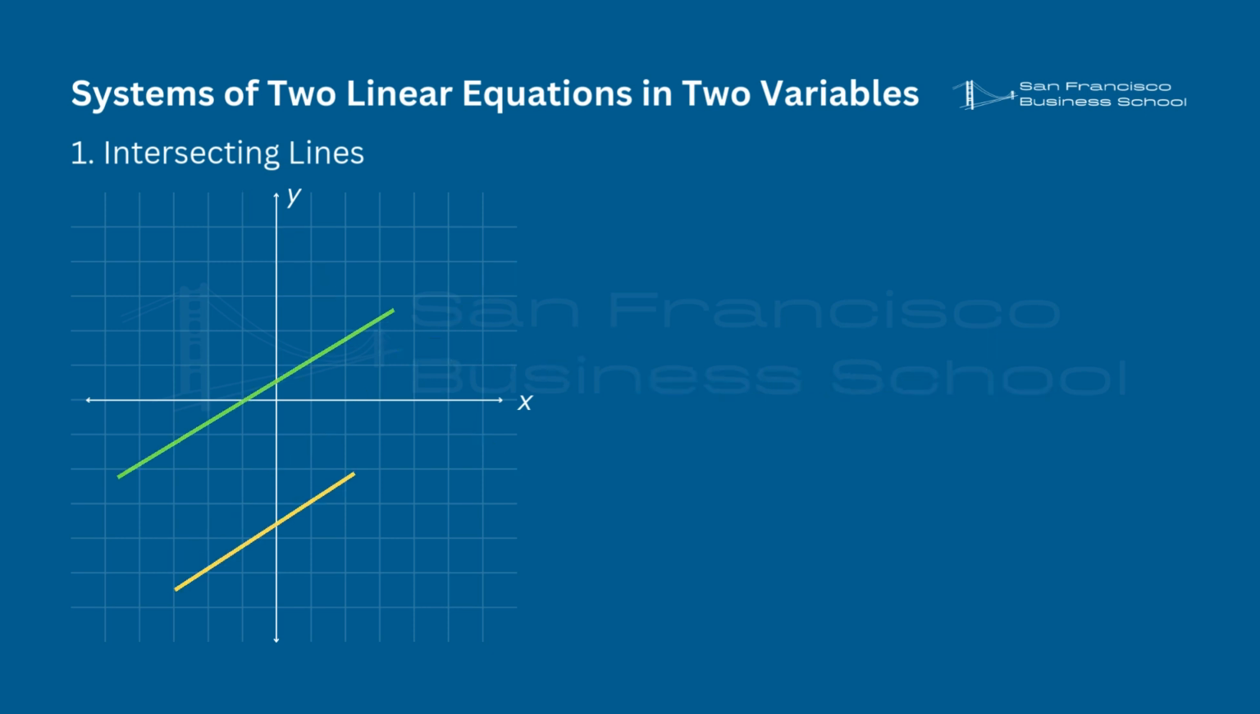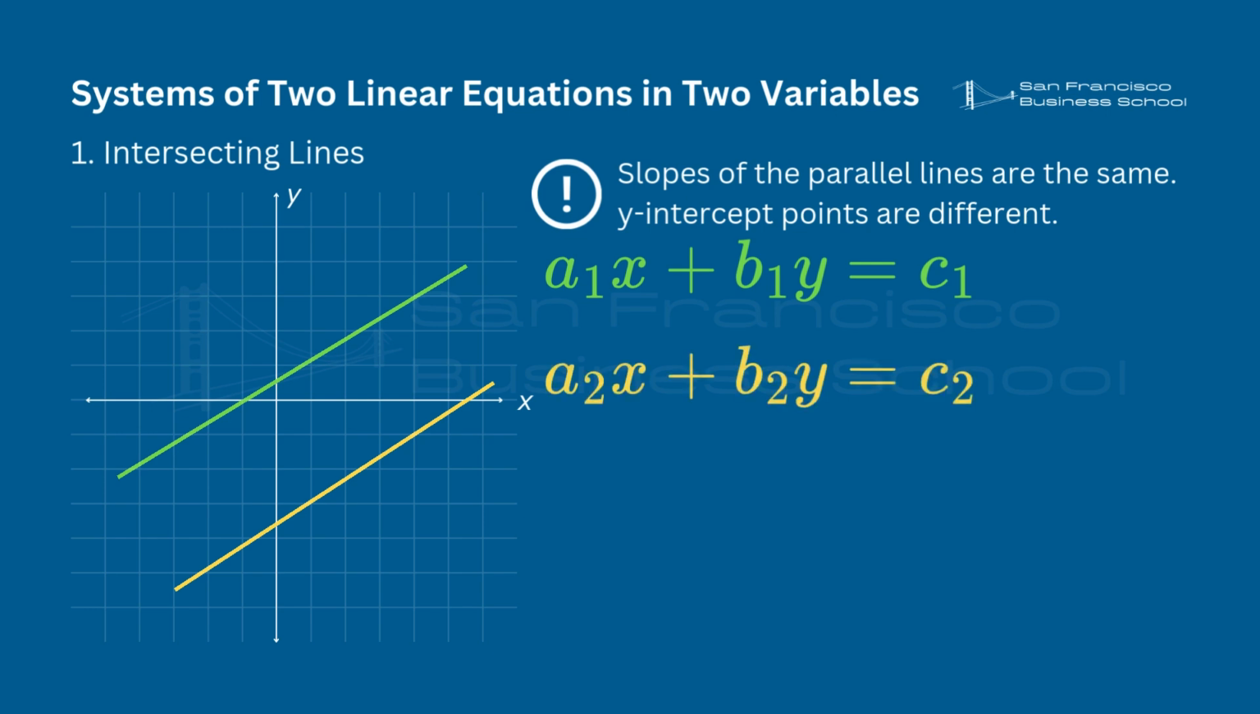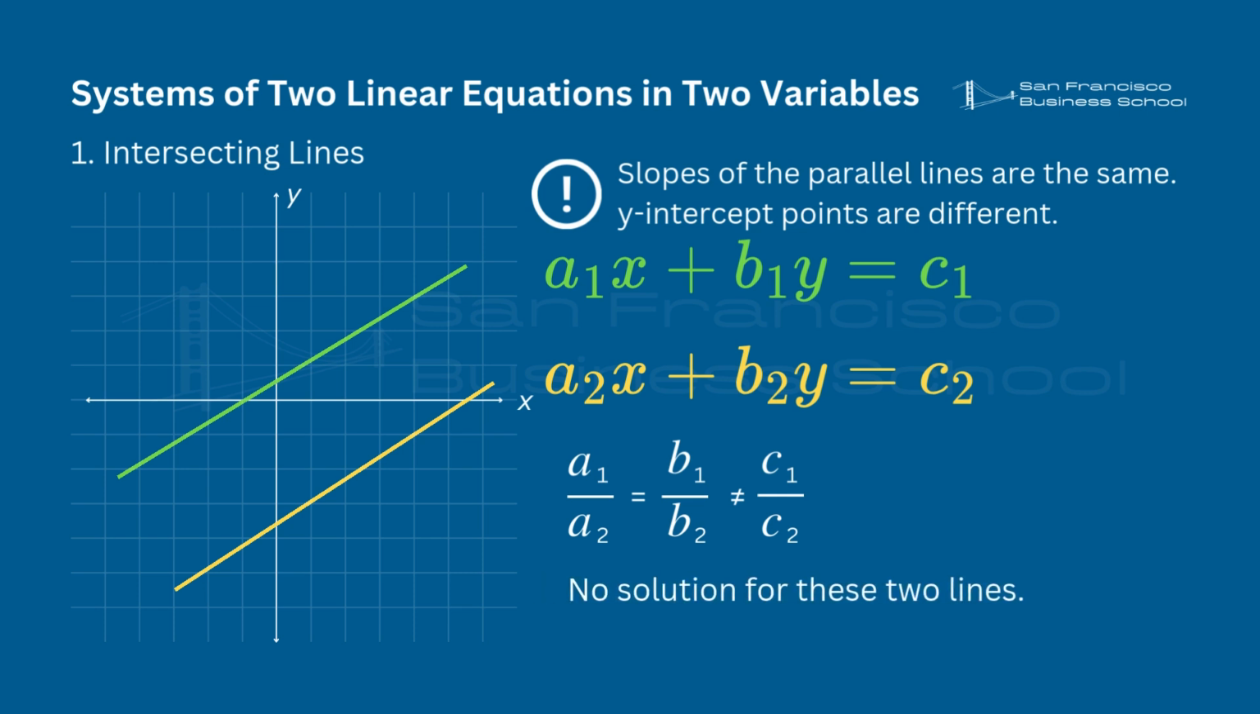2. Parallel lines. If the slopes of the lines are the same, however, y-intercepts are different, these lines will be parallel and will not intersect each other. For the two equations in the form of a1 times x plus b1 times y equals c1, and a2 times x plus b2 times y equals c2, these lines are parallel if a1 over a2 equals b1 over b2, and this is not equal to c1 over c2. There is no solution for these two lines.